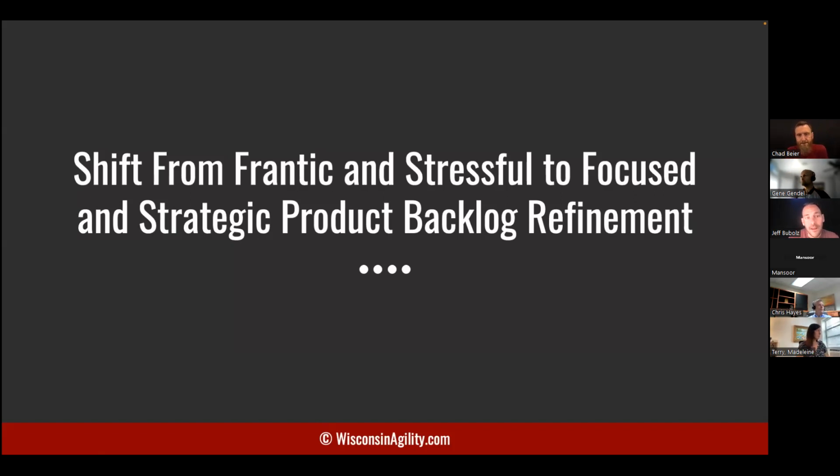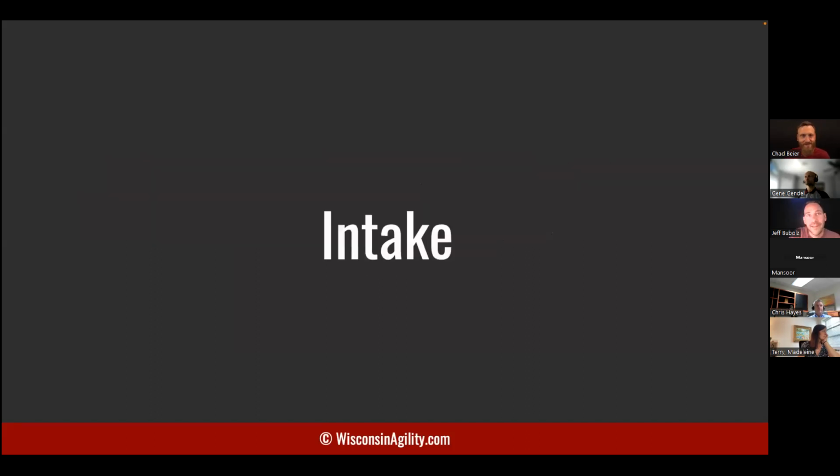And what we decided to do is organize this talk into things that you should try and things you should avoid. Kind of similar to Craig Larman and Bas Vodde's books, where they've got those different sections inside where they give you different patterns to try and avoid. We structured this talk very similar to that. All right, so let's get into it. The first area is intake. What we're talking about there is when work comes into your product backlog.